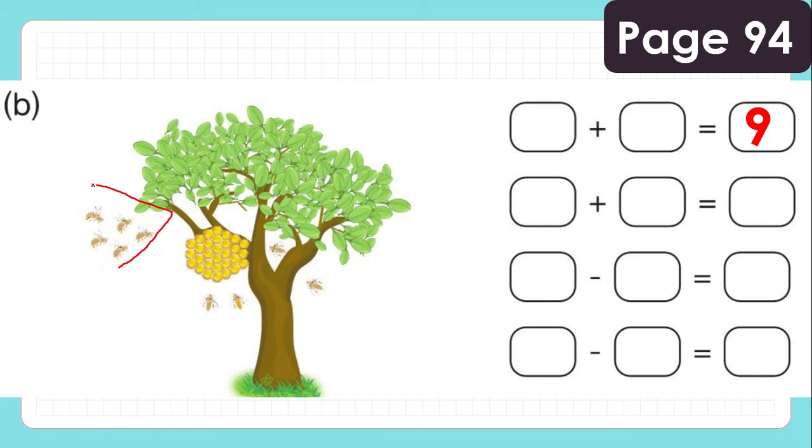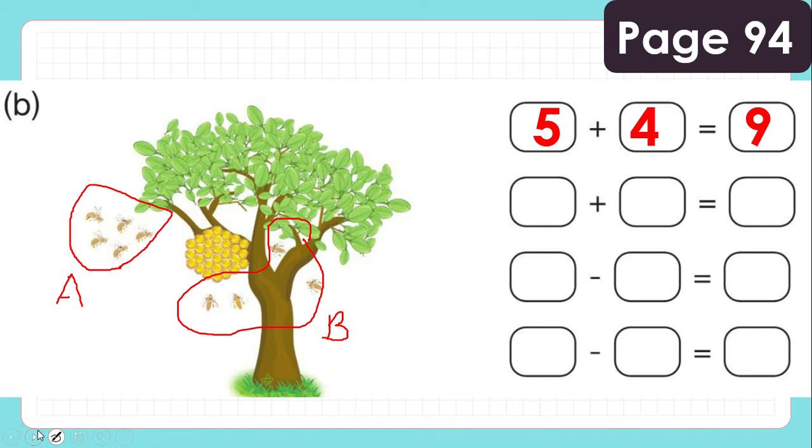Then we're going to divide the honeybees. Okay, the group here, group A. And then we have here group B. So we're just going to write A on the first box. And then we're going to write the number of letter B. How many honeybees are in letter B? There are 1, 2, 3, and 4. So we're going to write 4 in the second box.